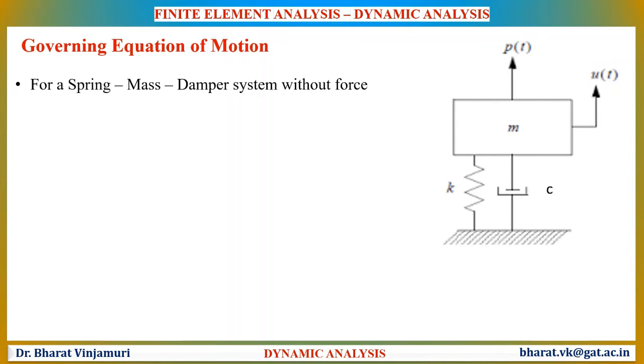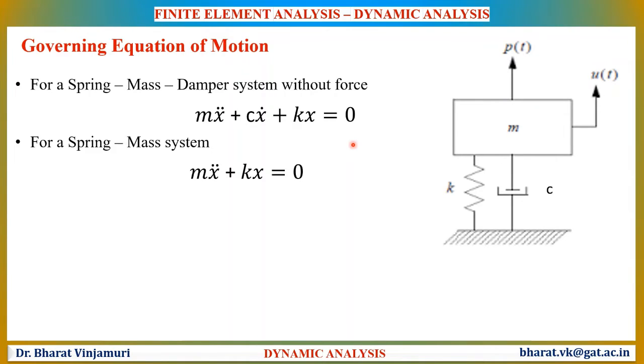Let us consider a spring mass damper system without an application of force. It means we'll be discussing modal analysis, where the effect of force is not considered, and thus the applied force is considered to be 0 on the right hand side of this equation. Also, if the damper is not present, then this equation will be m x double dot plus k x equal to 0. In this equation, m refers to the mass and k refers to the spring constant.